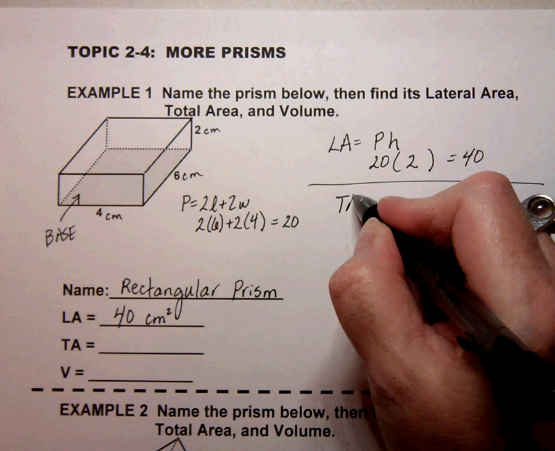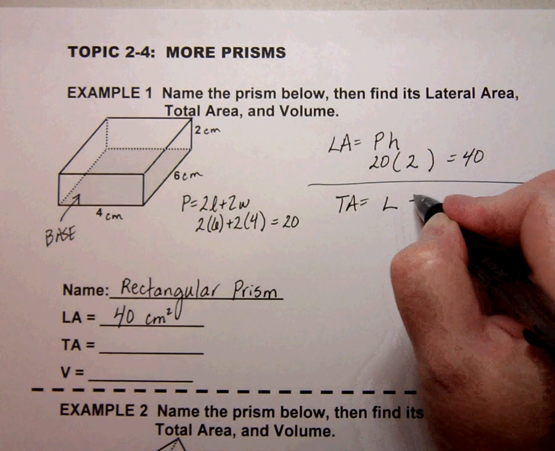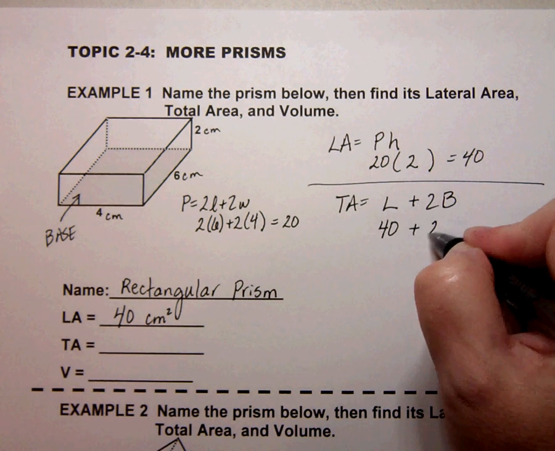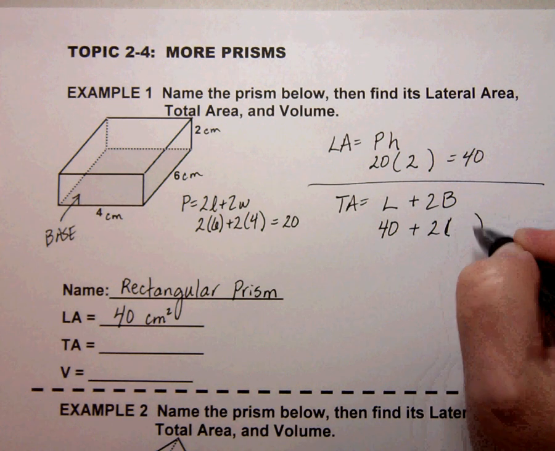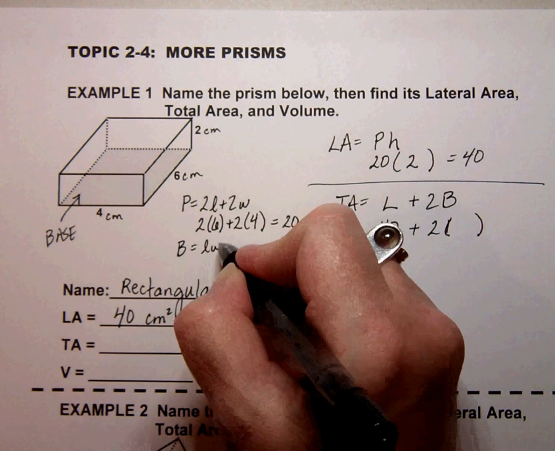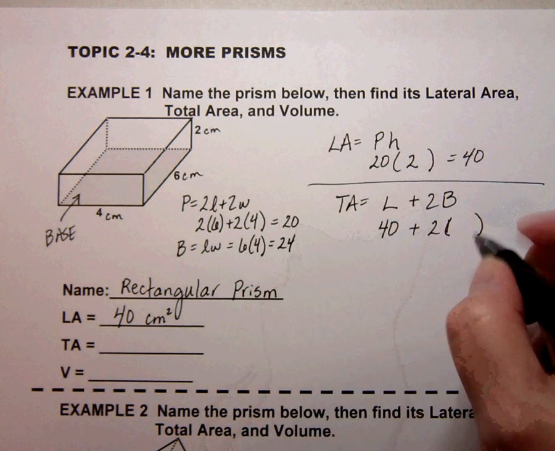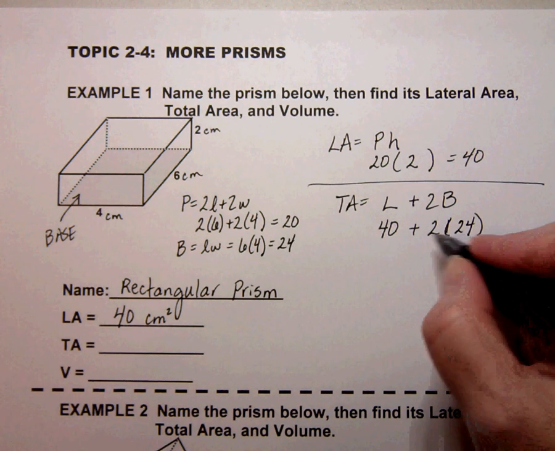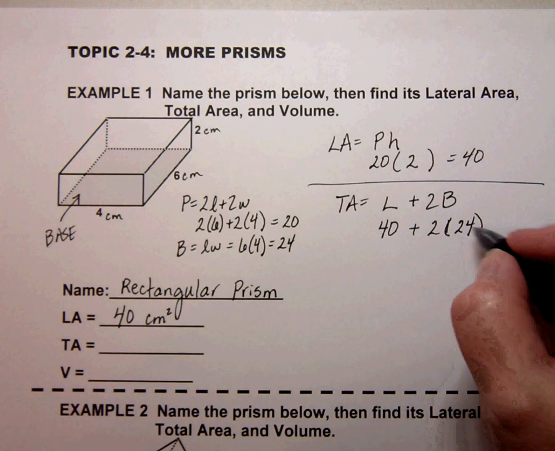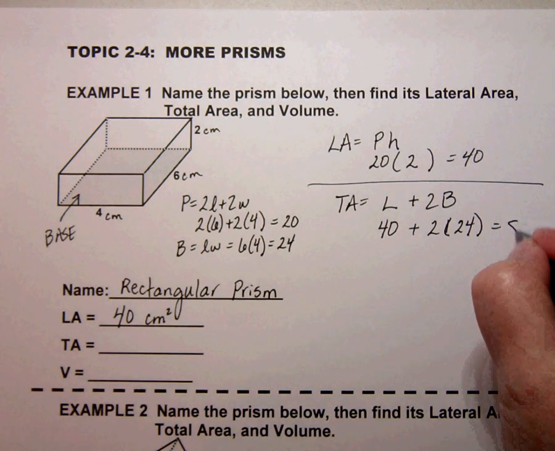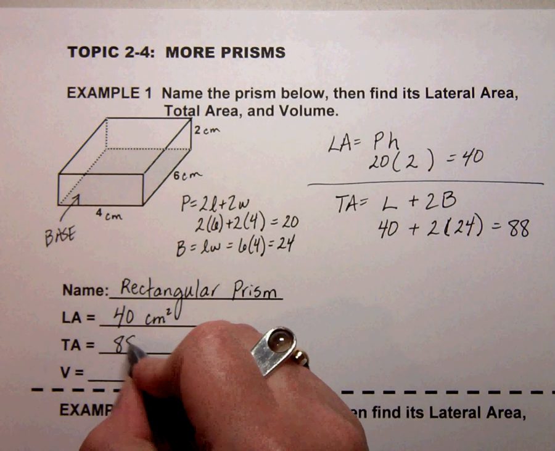To do the total area, you always do your lateral area and you add 2 bases to that. So we're going to use our 40 that we just figured out, and we're going to add 2 base areas. Now our base area on this one would be just length times width, which is 6 times 4. So this is 24. There's always 2 bases, so you're going to do 40 plus 2 times 24. Let me make sure I do that right. 40 plus 2 times 24 is going to give me 88. So that would be our total area.